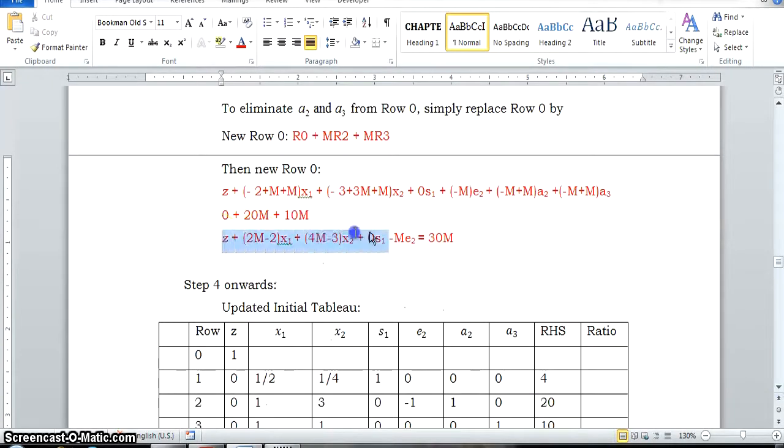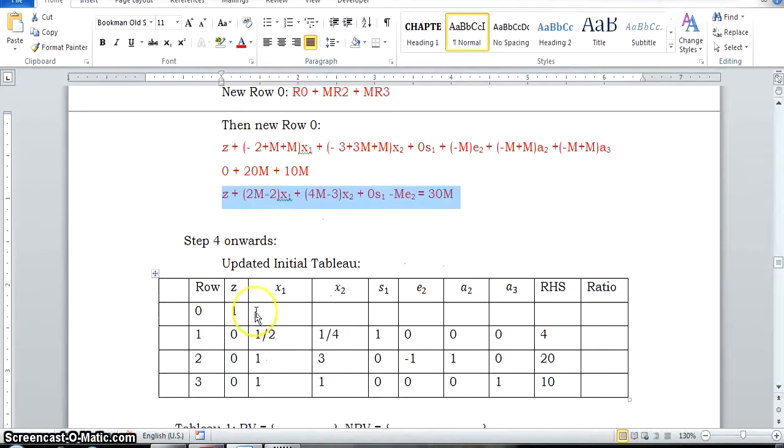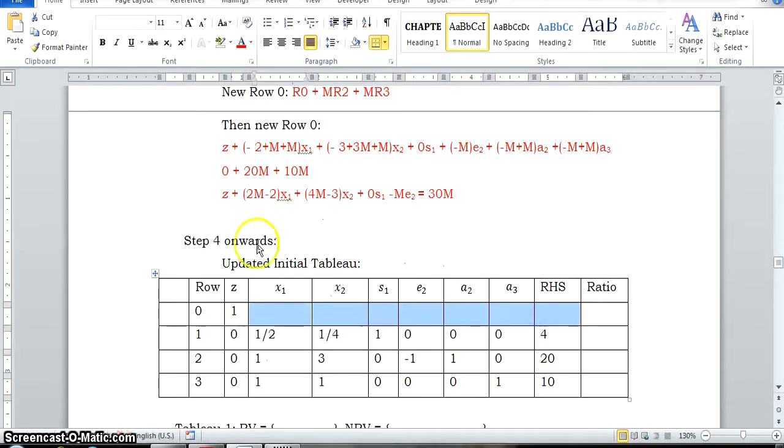Using this new row 0, we update the initial tableau. So the coefficient for x1 in row 0 is 2M minus 2. The coefficient for x2 in row 0 is 4M minus 3. S1 has 0 coefficient in row 0. E2 is negative M. And both A2 and A3 have 0 coefficient in row 0. And the right-hand side is 30M.